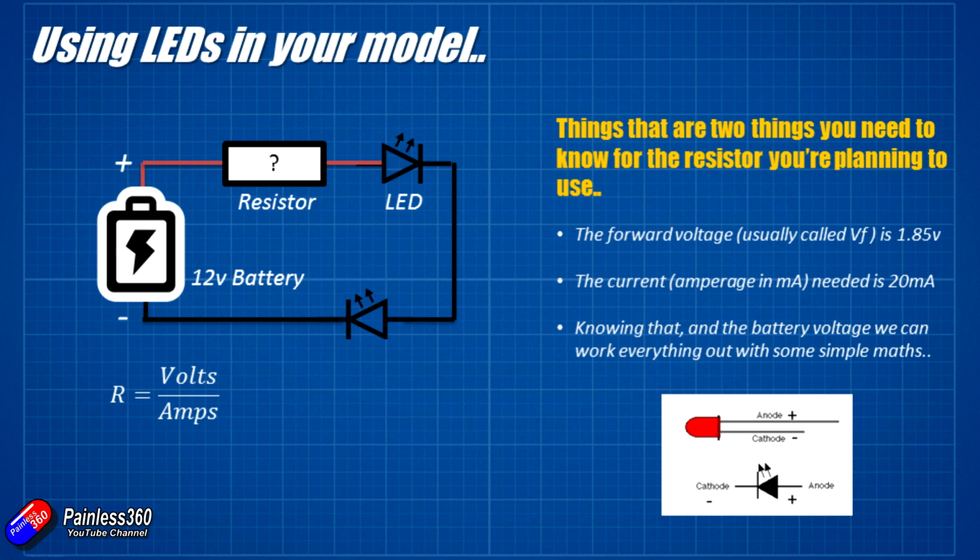Now, the way it's going to work here is the 20 milliamps current is going to flow around the circuit. It's going to go through the resistor at the top, it's going to go through the LED at the top, carry on round the bottom, and it's also going to go through the LED at the bottom as well. So we can actually get that 20 milliamps from the battery to do a little bit more work by flowing through each of the LEDs together.